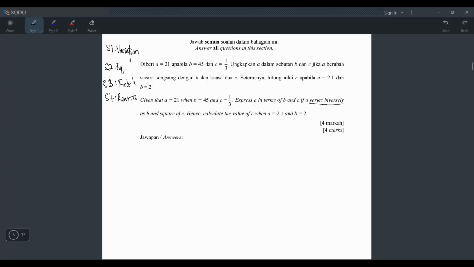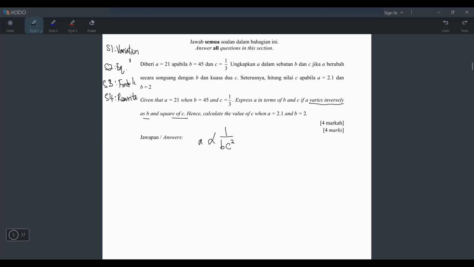So the first step is write down the variation first. So express A, where's the variation now? Okay, it mentions here, right? A varies inversely as B and square of C. So varies inversely means atas dengan bawah. So it will be A, this is the symbol for relationship. So A varies inversely, so I have to put bawah lah. So I have to draw a line, put bawah fraction, I'll put B, and then square of C. Square is kuasa 2, so C kuasa 2. And nothing on top means 1.